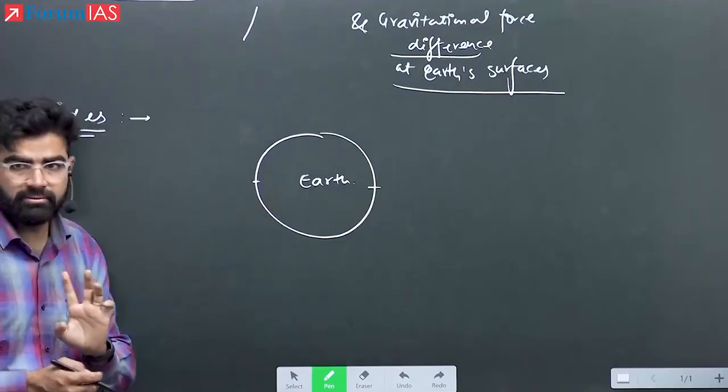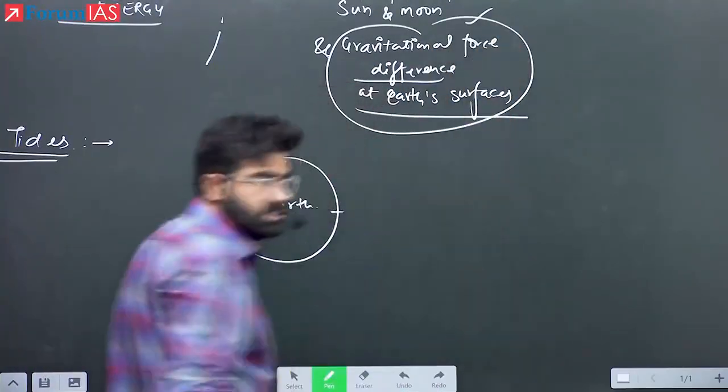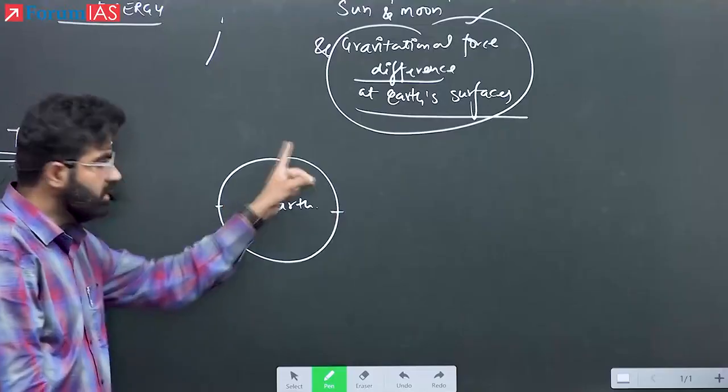Okay? So this is the third factor. What is this third factor? The gravitational difference on the Earth's surface. The force is different on the equator and the polar area.